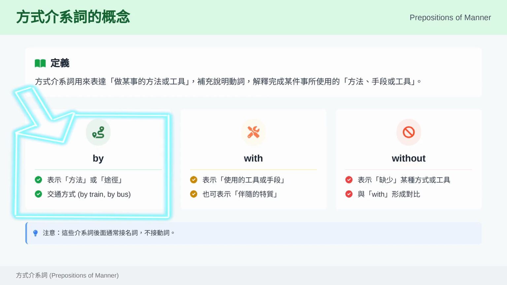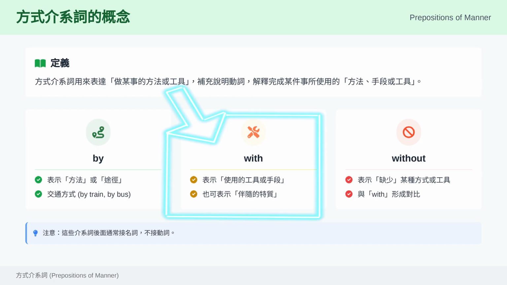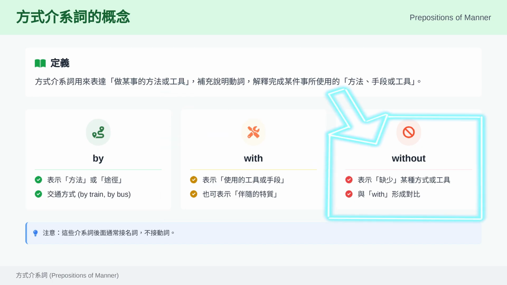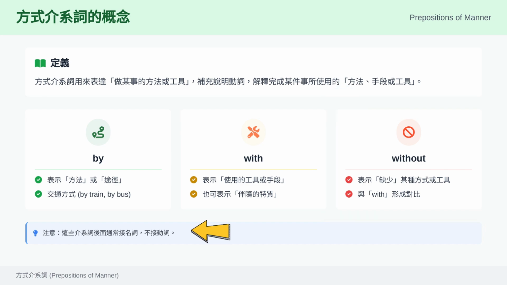By indicates method or way, methods of transportation: by train, by bus. With denotes the tool or means used. It can also mean an accompanying quality. Without indicates the lack of a method or tool. Contrasts with. Note, these prepositions are usually followed by nouns, not verbs.